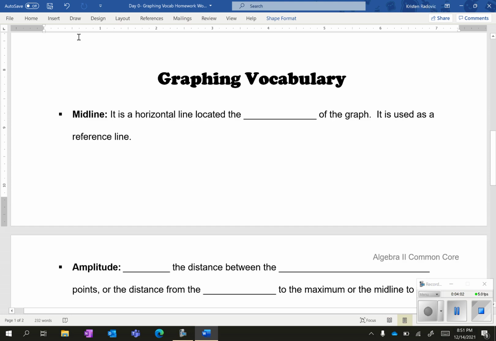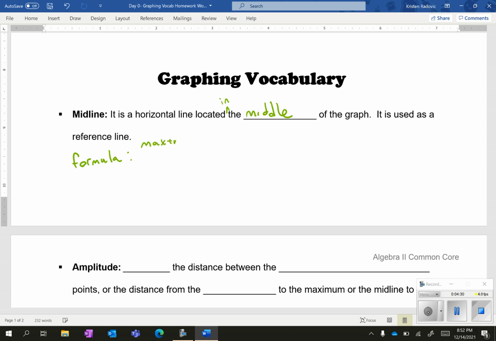The first one we're going to go over is the midline. The midline is a horizontal line located in the middle of the graph. A little typo there. Now, there is a formula for midline, and that formula is going to be max plus min over 2. Get it? It's the average formula because it's going to be the middle. It's your average point on the graph.